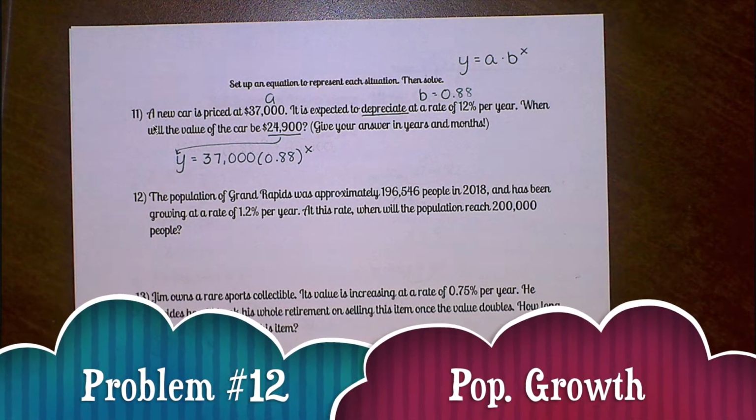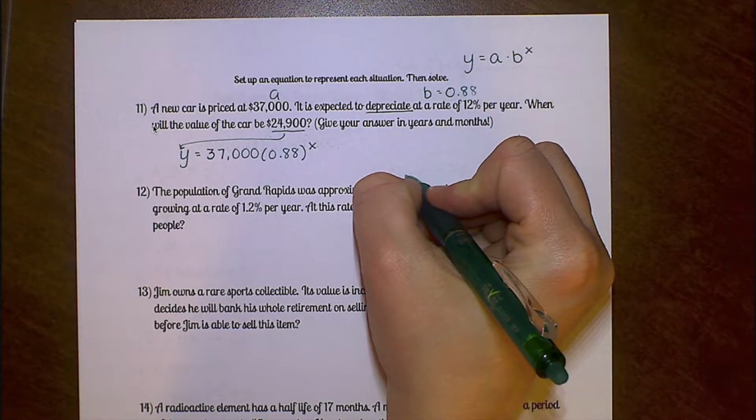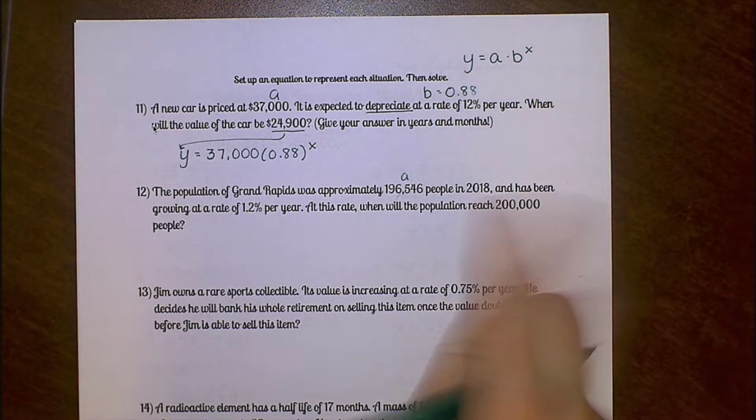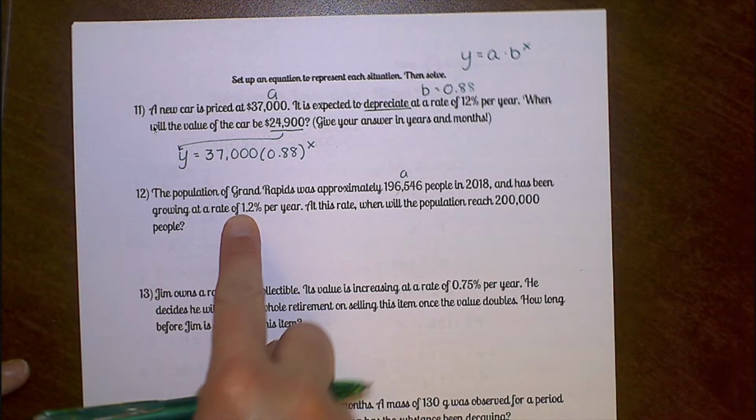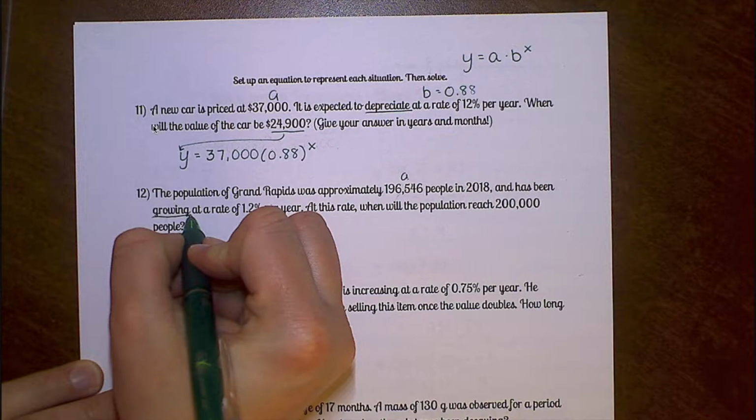So this one is a population growth one. Population of Grand Rapids was approximately 196,000. That's going to be my A value. And has been growing at a rate of 1.2% per year. So this time we're dealing with population growth.